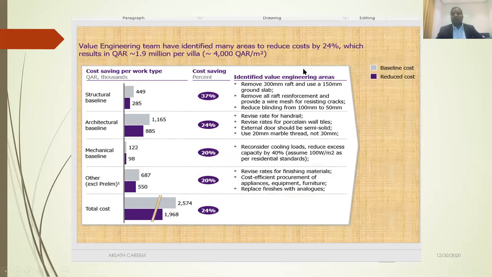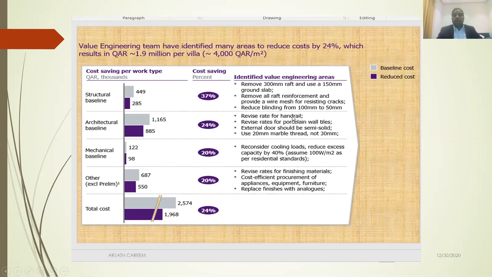So our team identified that we used a 300 millimeter raft, which is over design. Instead of that, a 150 millimeter ground slab is enough. These are the things we identified: remove all raft reinforcement and provide a wire mesh for resisting cracks, and reduce blinding from 100 millimeter to 50 millimeter. So we identified these structural elements to reduce the cost.